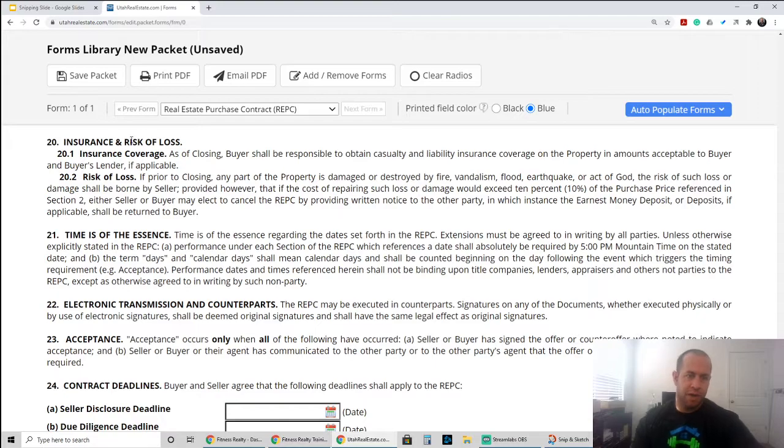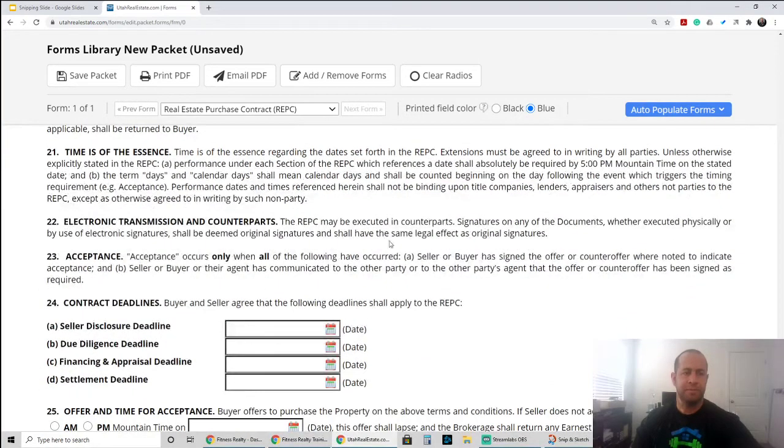Insurance and risk of loss. This talks about who's going to maintain insurance and what happens if something crazy were to happen. Vandalism, flood, earthquake, act of God. You can read through that.